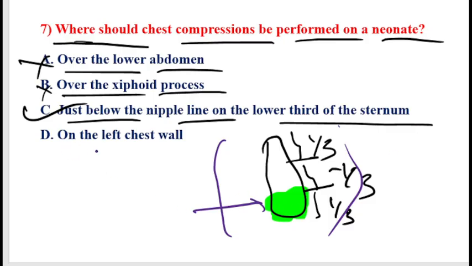Option D is on the left side of the chest wall. This is also a wrong option, we should not give compressions on the left chest wall of the baby.